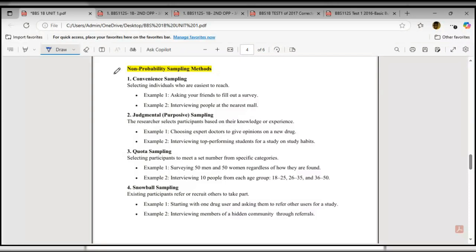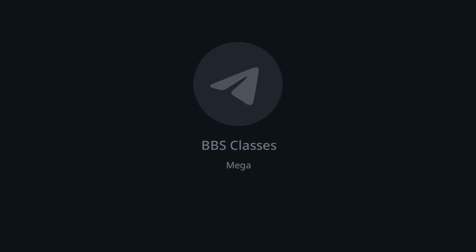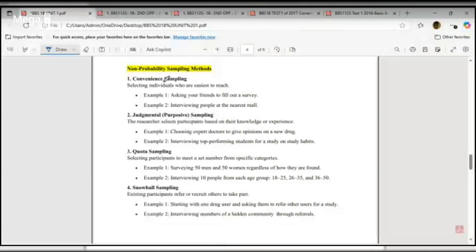Then we have non-probability sampling methods. So we have the convenience sampling method. That one is self-explanatory. From the name, convenience means the person that is sampling chooses the participants or the elements that are convenient for them to reach, or that are easiest for them to reach. Okay, so that is the convenience sampling method. So let's say I'm from Windhoek. Convenience sampling means me selecting people from Windhoek because they are easiest to reach.